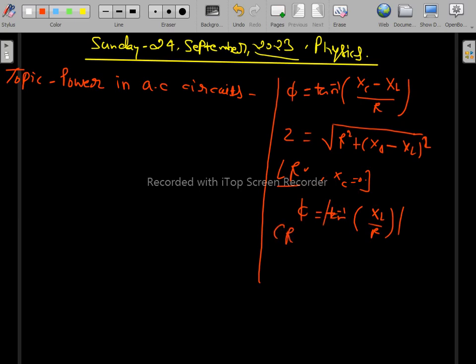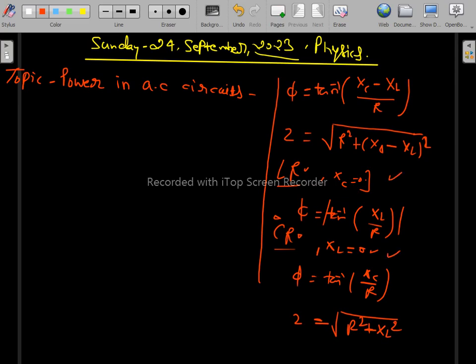And the next is the CR circuit. When the circuit contains a capacitor and resistance only, in that case XL will be equal to 0, that is, inductive reactance will be equal to 0. And for that, phi is equal to tan inverse of XC upon R, and the impedance is equal to the square root of R square plus XC square, right? So this is very common for the LR and CR circuits. Only these two conditions we have to use for the LR and CR circuit.